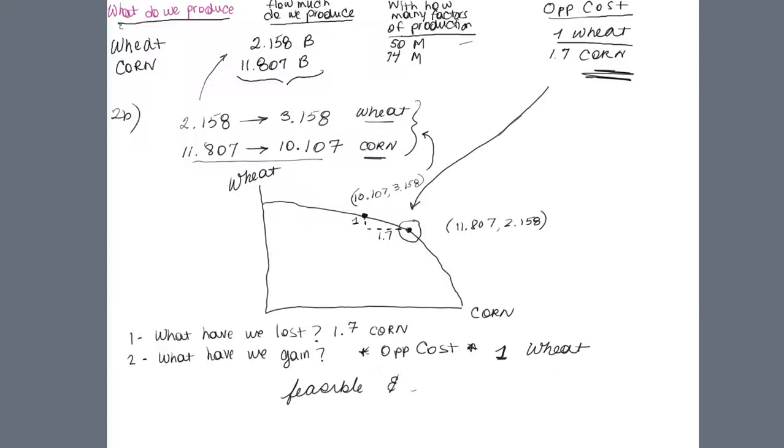So if you were, say, the President of the United States, and an economist came to you and said, we're moving from 2.158 billion bushels of wheat to 3.158, and as a result we've reduced our corn from 11.807 to 10.107, you would do the calculations, knowing the opportunity cost of your economy, and go back to your economist and say, you did a great job, you changed it exactly the way it was supposed to be changed, and we are on the production possibility frontier. Congrats. Okay, in the next video we'll do 3C.